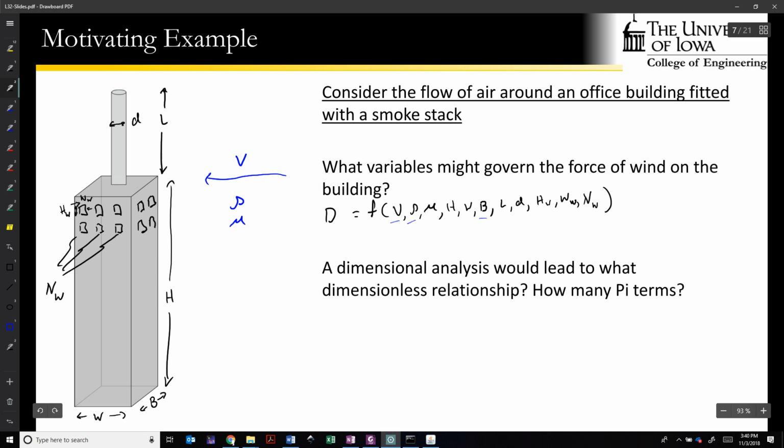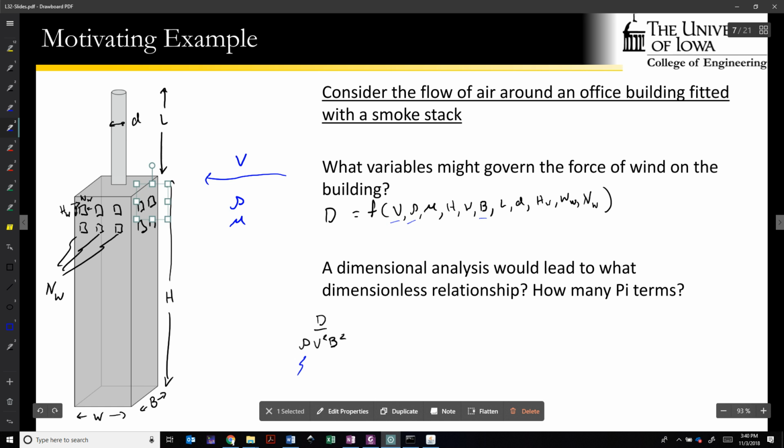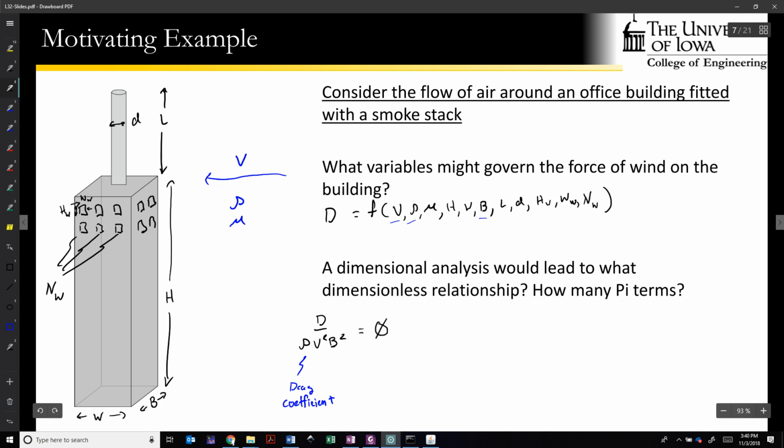Okay, so with this choice of repeating variables of V, rho, and B, what I get for pi terms are, on the left-hand side, what we know as the drag coefficient, which is drag over rho V squared B squared. As I said, we'll refer to this as the drag coefficient. As a function of V times B times rho over viscosity, which you can hopefully recognize as being our form of Reynolds number. Okay. And then a bunch of geometric pi terms.